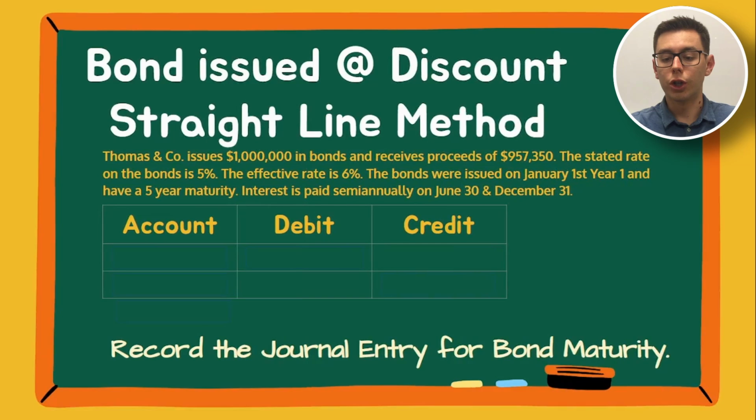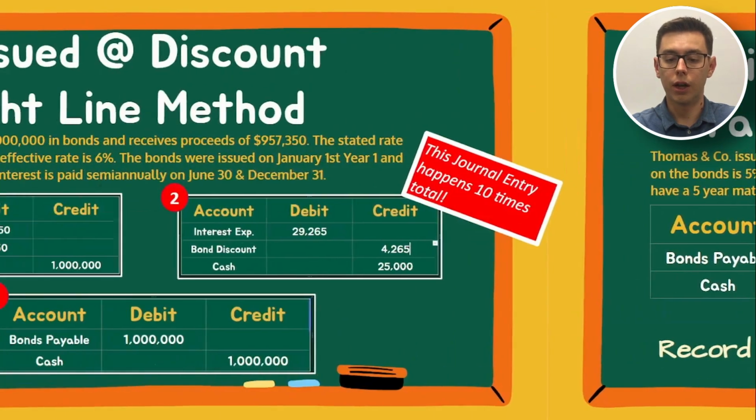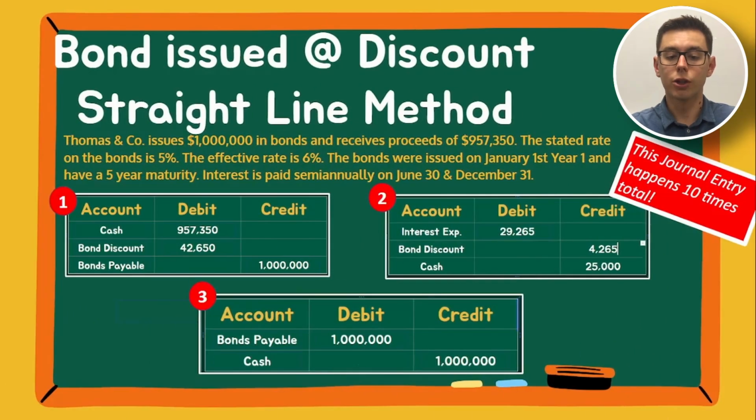Record the journal entry for bond maturity. This will be the same as it was for the premium. Debit bonds payable for $1 million and credit cash for $1 million. Again, here's a look at the journal entries that we made for this example. If you want to pause and take a better look, number 1 was the bond issuance. Number 2 is the interest payment or the interest expense that happened 10 times throughout the life of the bond. And then number 3 is the bond maturity.